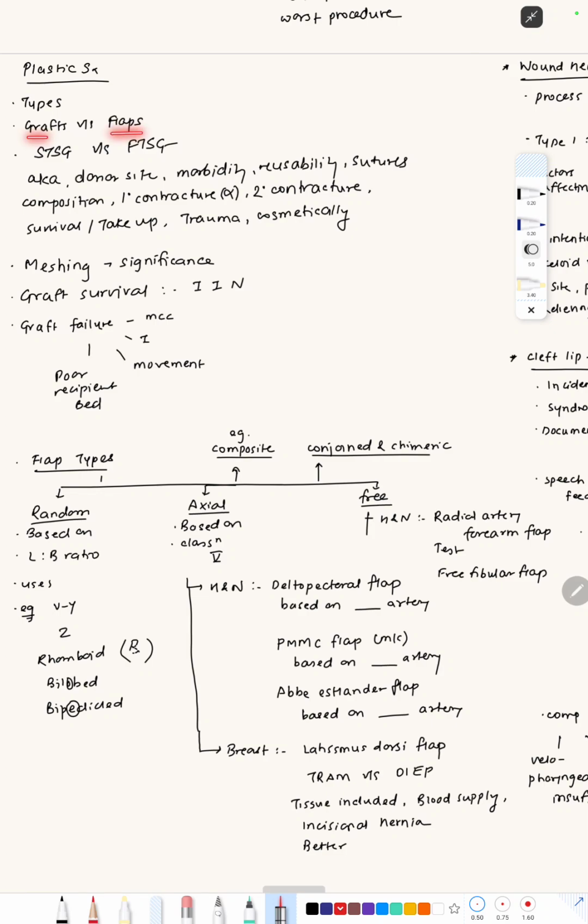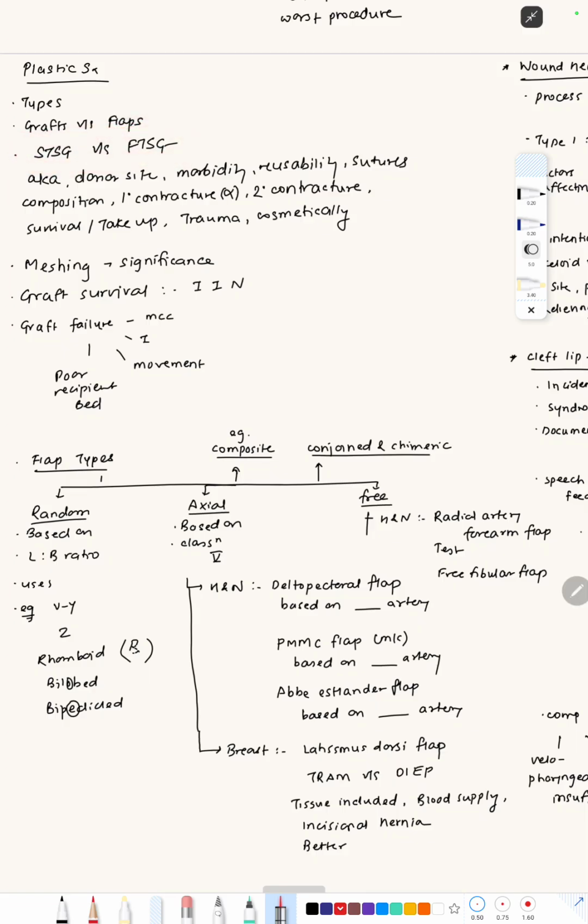Then what's the difference between the graft and a flap? So graft is the one which does not have its own blood supply. It takes the blood supply from the host site, while a flap is the one which has its independent blood supply. Now there are two types of grafts: split thickness skin graft and full thickness skin graft.